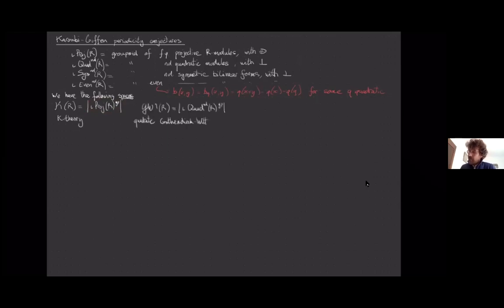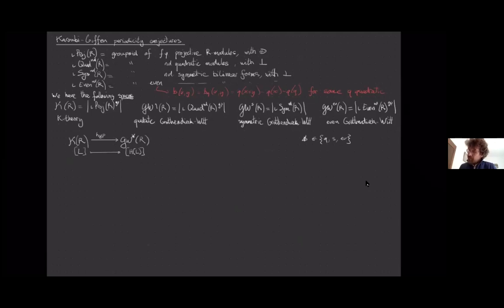You have the quadratic Grothendieck space, which is doing exactly the same thing, but with this second groupoid. And similarly, you have the symmetric Grothendieck space and the even Grothendieck space. So you have these spaces and their homotopy groups.